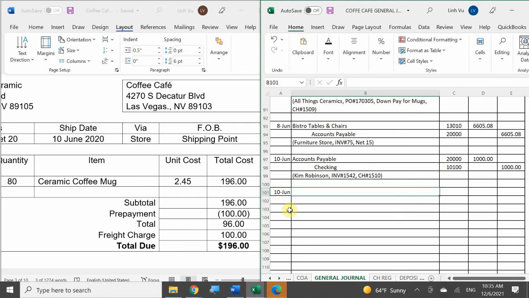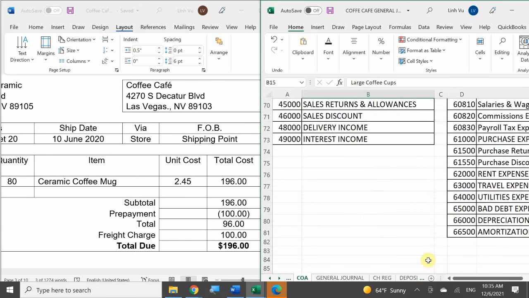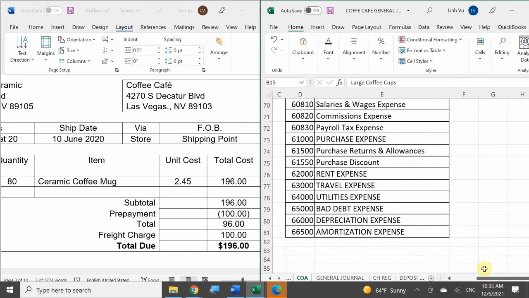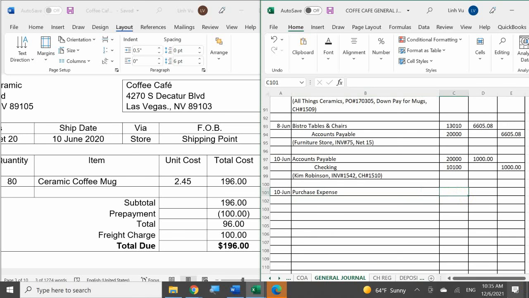We recognize it as a purchase expense. So in this case, purchase expense is what I'm going to journalize. Now let's take a look in our chart of accounts. Do we have a purchase expense account? 6100. Okay, good.